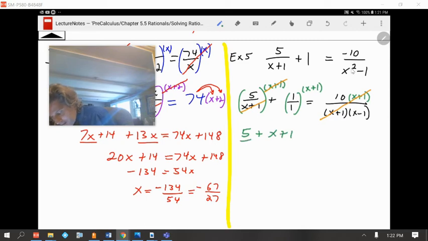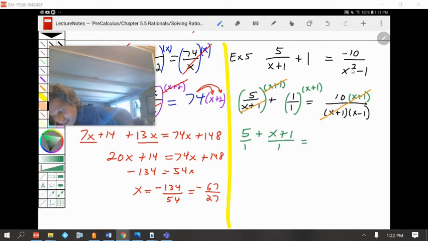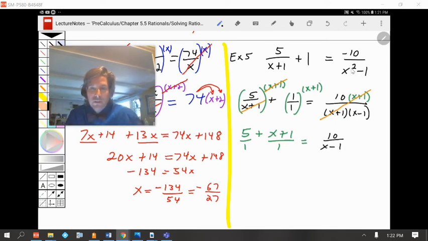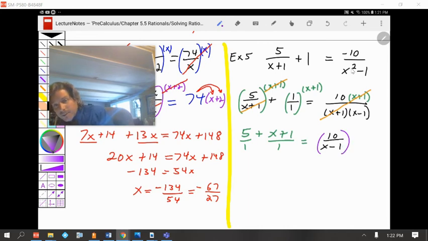Right? This is 5 over 1 now. X plus 1 over 1 now equals, and what's left here is I have back 10 over x minus 1. I'm keeping that the original color, so it hasn't changed. So now I want the denominators to all be a 1. So what do I got to multiply by? I got to multiply this 10 over x minus 1 by an x minus 1.